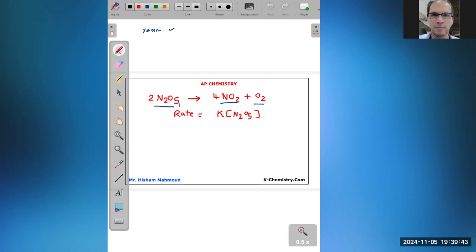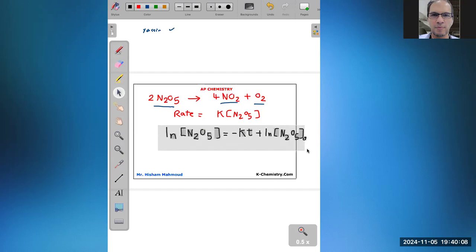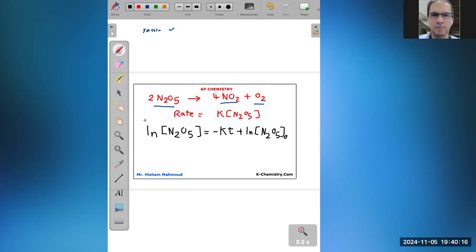We will write it like that, and I need you to memorize it only. I will say that the ln of the concentration of N2O5 is equal to negative K multiplied by T plus ln the concentration of N2O5 at 0. Don't be afraid of this one. We'll just memorize it and use it. So let's say it again. I will find the rate law by the integrated method by writing this equation in which integration is used. The ln is the natural logarithm. This is the natural log.